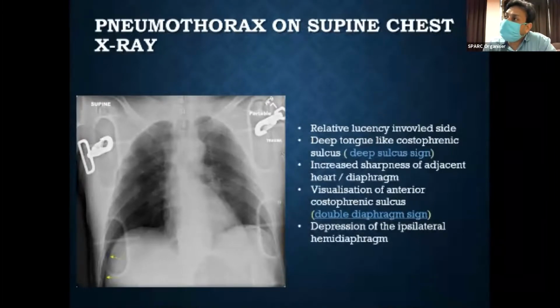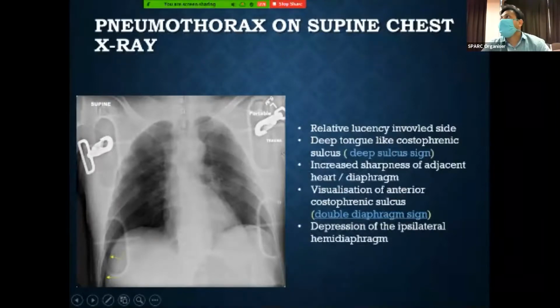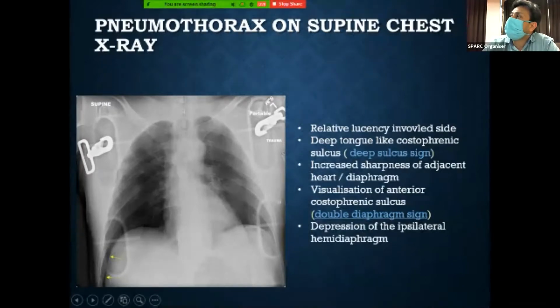So the vascular markings are seen through this area of increased lucency. Like in this case, the only finding is that there is increased lucency over the right lung compared to the left lung, and we can see these pulmonary vascular markings, because here the air is collected only anteriorly. So there are some subtle signs to detect pneumothorax on supine film. Of course, nowadays people have learned doing ultrasound on the chest, and they can make out the difference between a normal lung and pneumothorax.